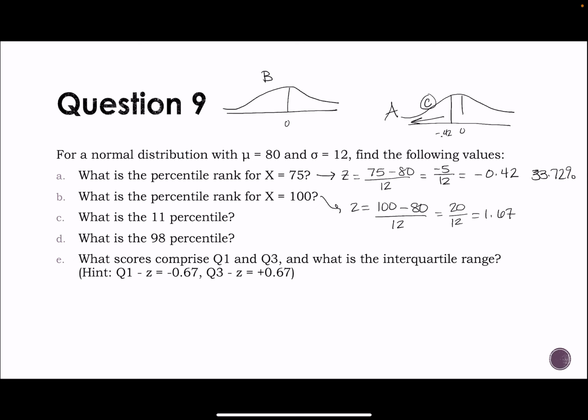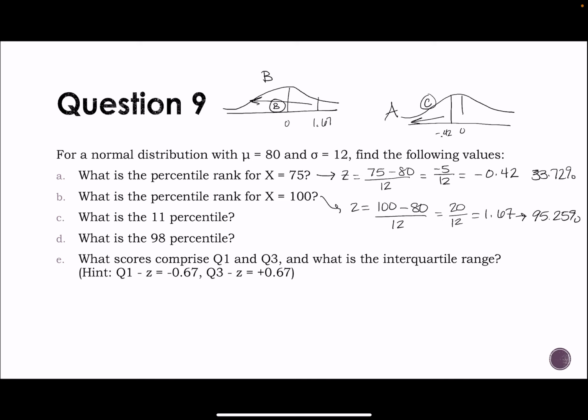Again, here's my 1.67 is here. And I want the data below, since I'm talking about percentile ranks. So I would want to look at column B here for this one. Column B is my body, or the biggest part of mine. And when you find that, you would get that 95.25% of the data is below x equal to 100.